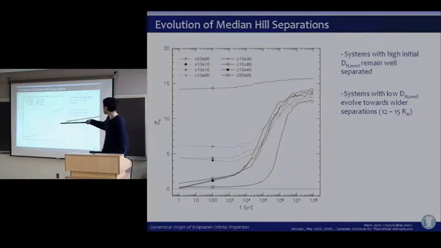All of these evolve, so both of these 2 groups evolve to separations between 12 and 15 Hill radii. And remember, this is a point where most of the dynamical activity stops in this system, and for practical purposes, they may be considered stable once they get here.